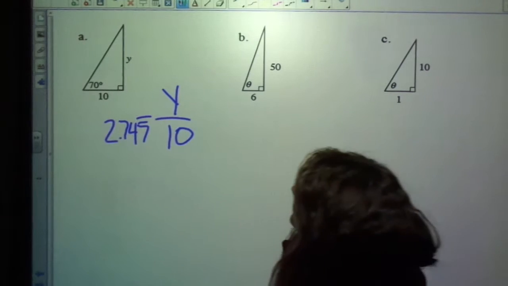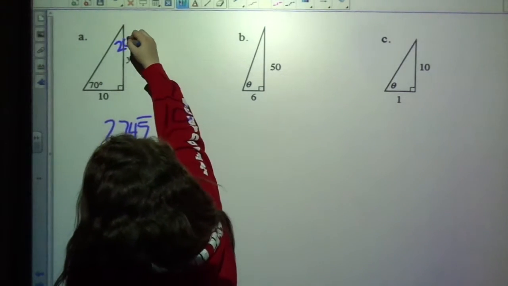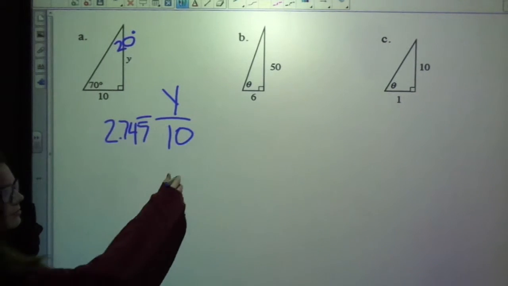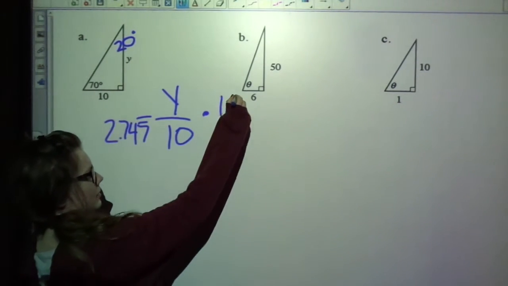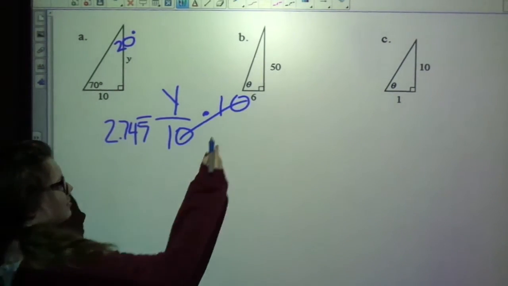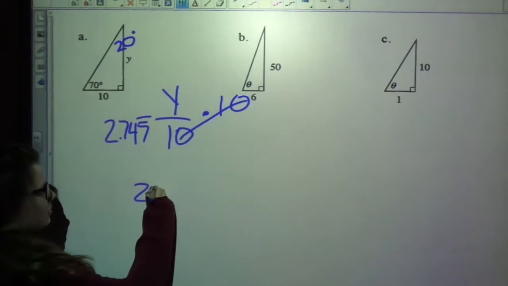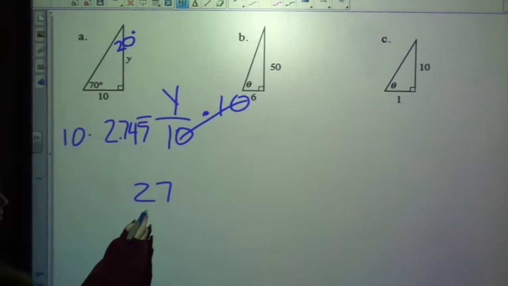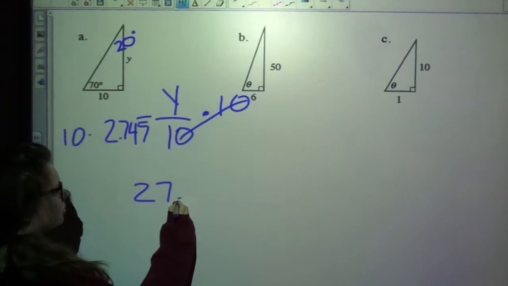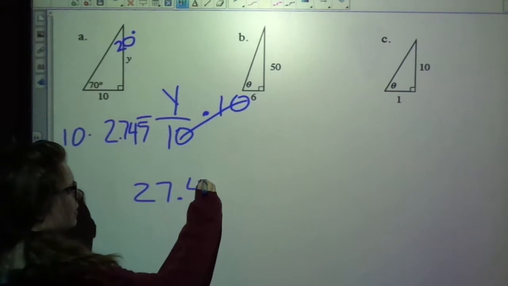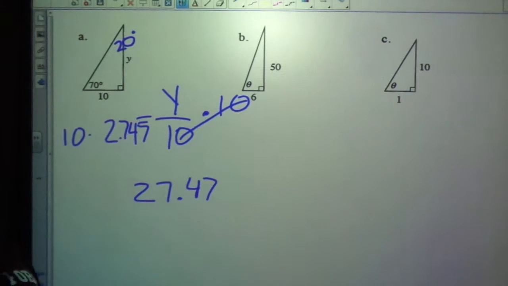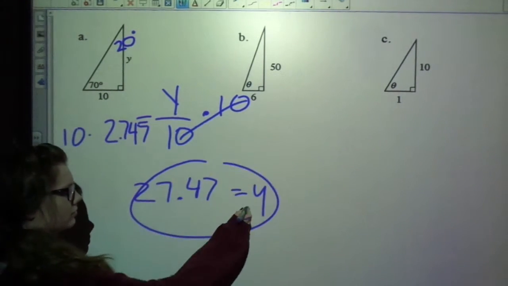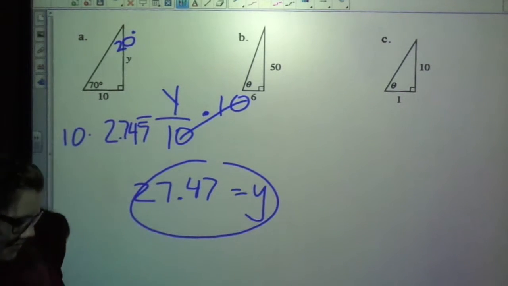Well, we know this angle is 20. And multiply it by 10. Good. And it cancels out. Okay? We have to multiply it on the other side too, right? Yeah. So that equals y. Good. Beautiful. Very good. Okay? Problem B.